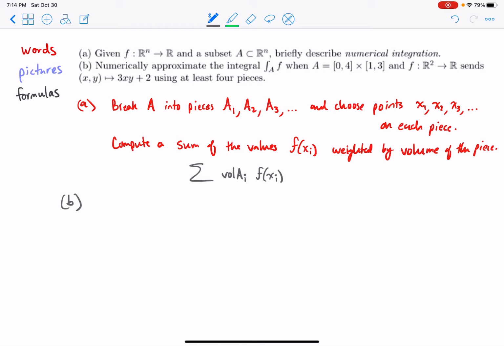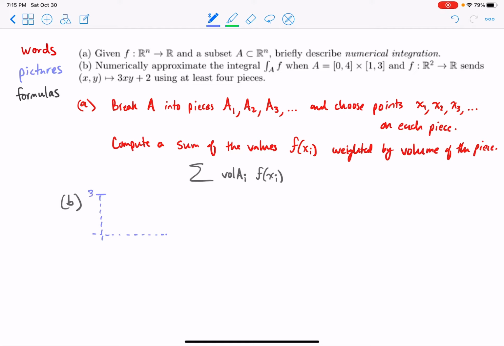Part B, I'll start with a picture. Approximate the integral on this subset. This is a product of sets, I'm multiplying the sets. So what does this look like? Let's first draw it. This is helpful notation because this is going to be a rectangle, and rectangles come up often in math.